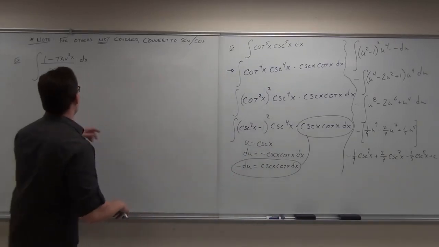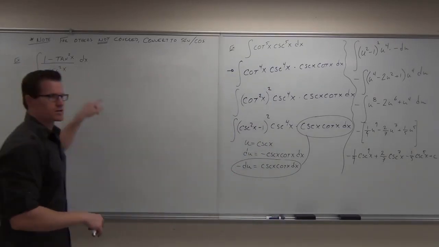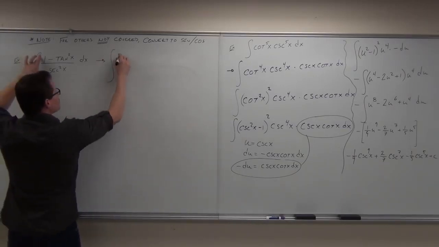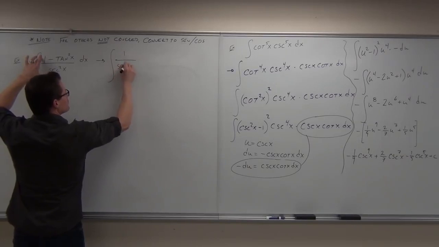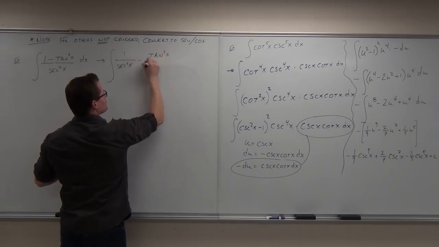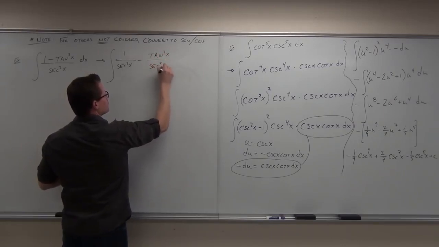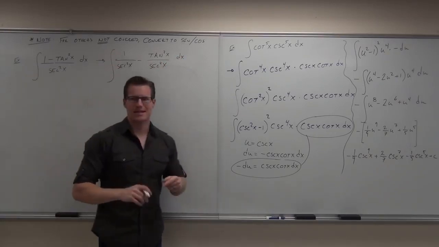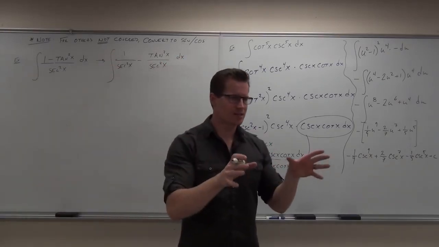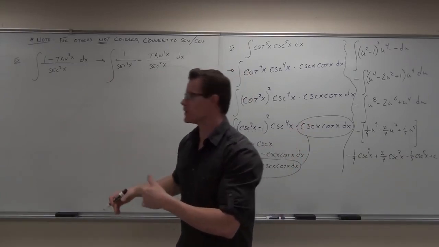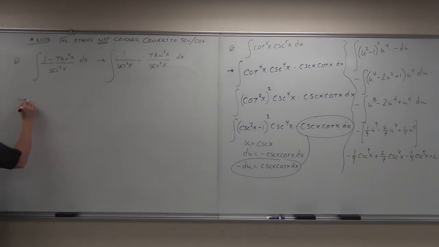So first thing I'd say is, I don't really like secant squared. Secant squared isn't cosine. So one thing I would try is to split up this integral into 1 over secant squared x minus tangent squared x over secant squared x. The reason I'm doing that is because I know that 1 over secant squared x is actually the same as what? Cosine squared. Remember, convert to sines and cosines. That's one way we can do it. So then this becomes cosine squared x.